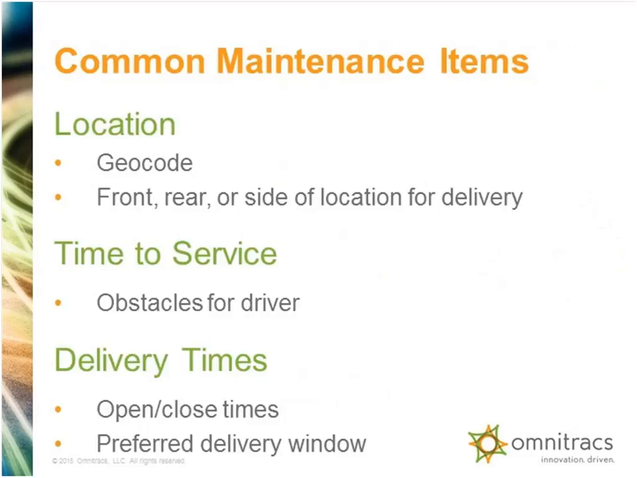So some common maintenance items across all routing methods are the locations. Locations are who you do your services with, whether you deliver, pick up, or anything in between. One of the most important items is to geocode. Where exactly is that location on the map? You need to have a good USPS address so they can find it, and so can we. That will give you a street address.